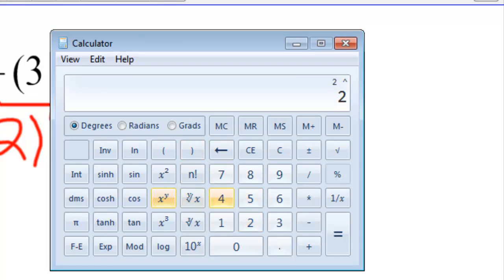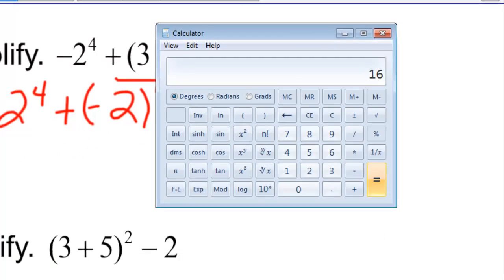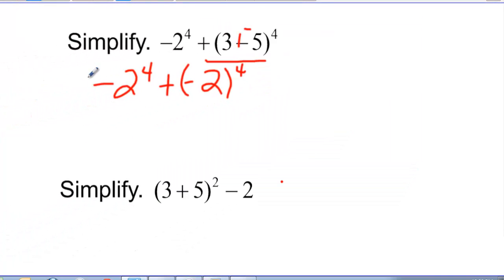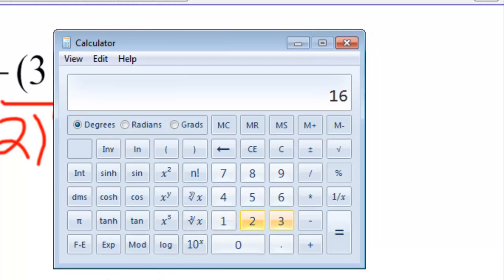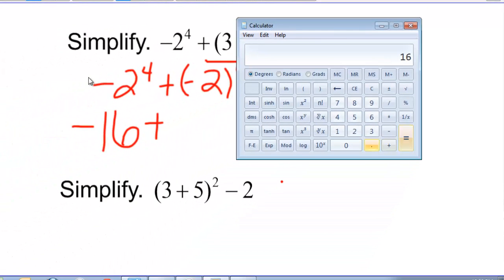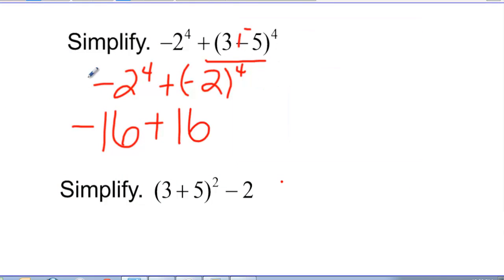2 and my power key to the 4th power gives me 16. So 2 to the 4th power is 16, and I'm going to make that negative 16 plus, now I'm taking negative 2 to the 4th power, so I have to see what that will do. I'm going to do negative 2, my power key, and 4, and that is a positive 16. So I'm adding negative 16 plus positive 16, and that gives me 0.